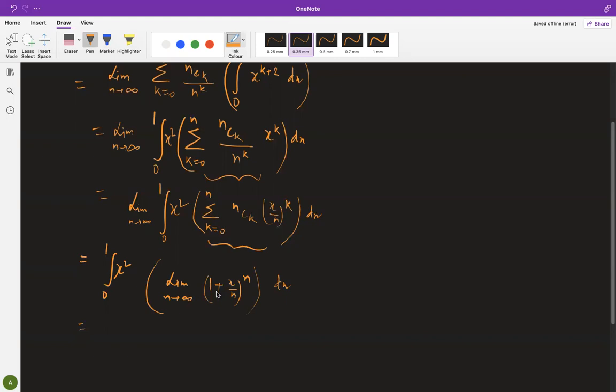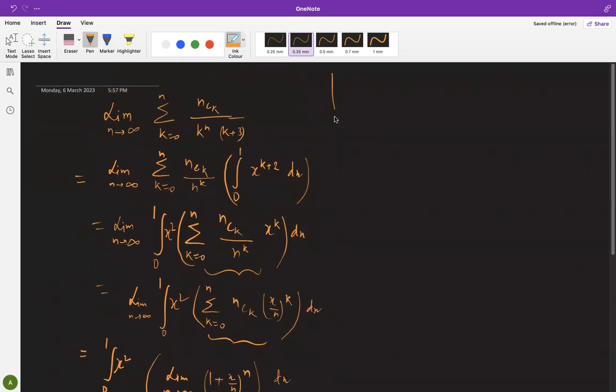Now this thing becomes what? This is of the form 1 plus t raised to the power 1 by t, where t tends to 0, because when n tends to infinity, x by n becomes 0. If I want to put this as 1 by t, I'll have to write n by x into x. So limit n tends to infinity, 1 plus x by n raised to the power n by x into x. Now this is e, so this becomes e raised to the power x into x square, integral 0 to 1 dx.